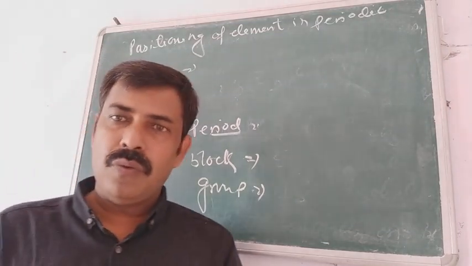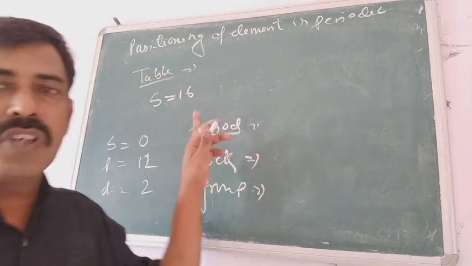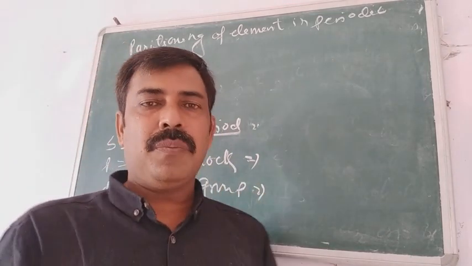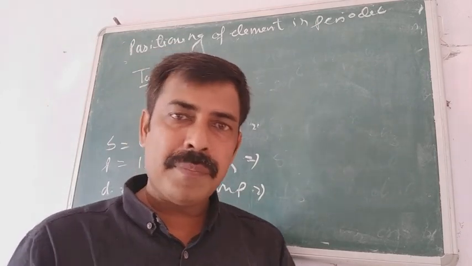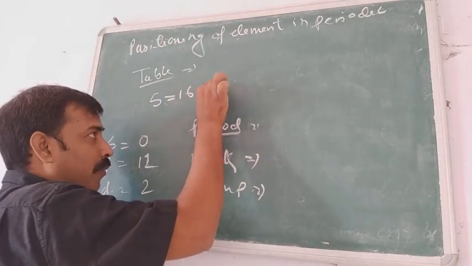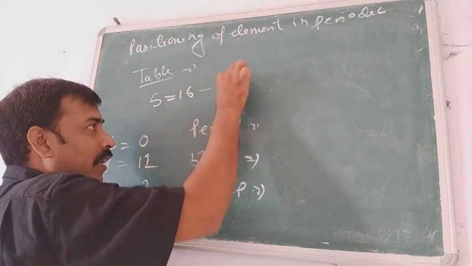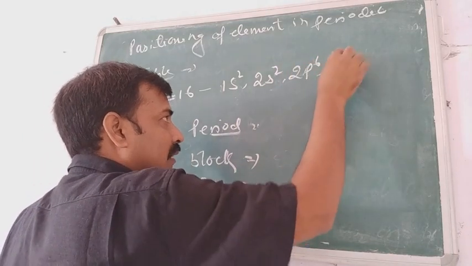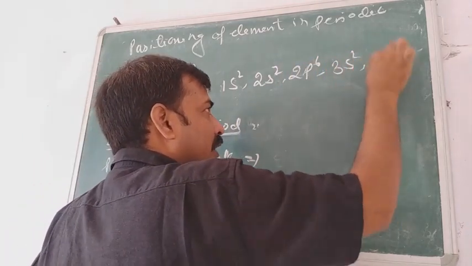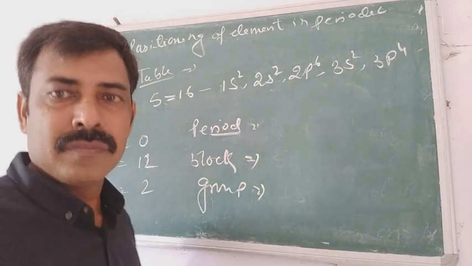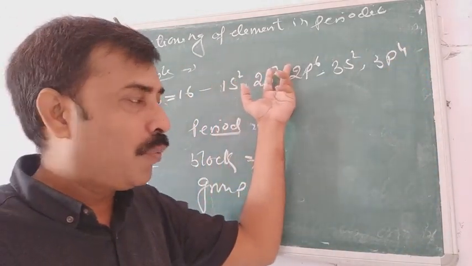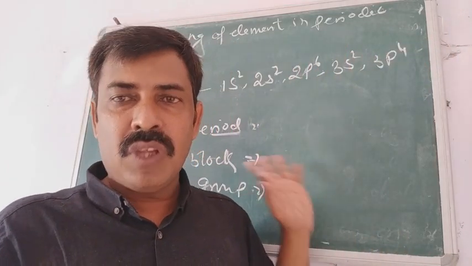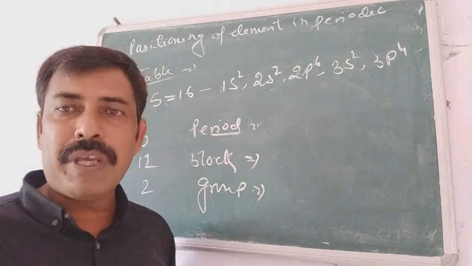Now we are taking another example, sulfur, atomic number 16. First of all, we are going to write its electronic configuration. For atomic number 16, it will be 1s2, 2s2, 2p6, 3s2 and 3p4. This is the electronic configuration: 2, 4, 10, 12, 16. Total 16 electrons. Now, first of all, we will try to find the period.